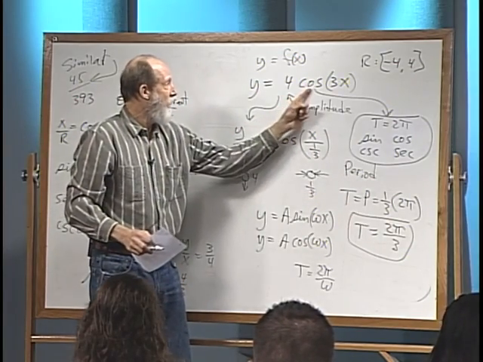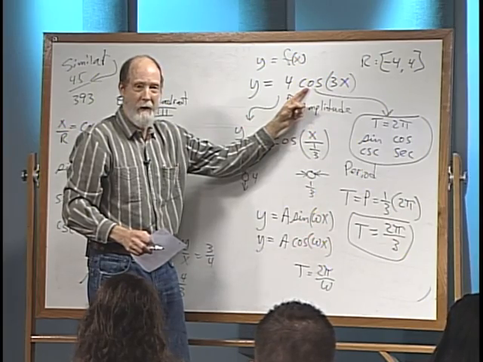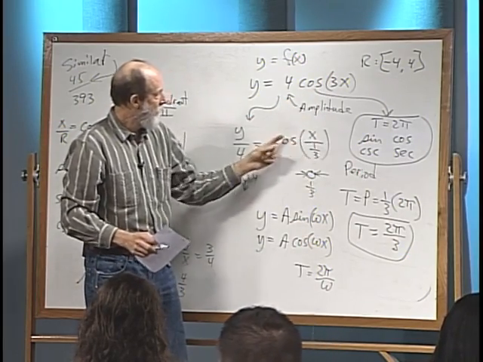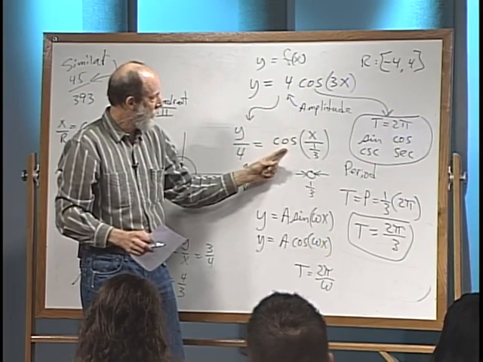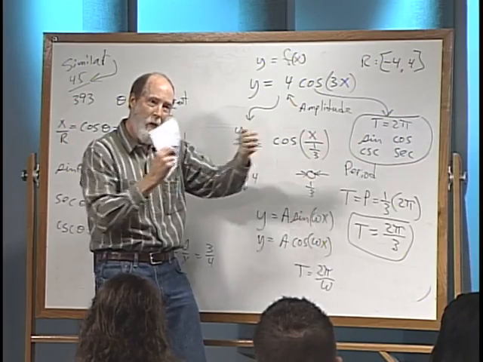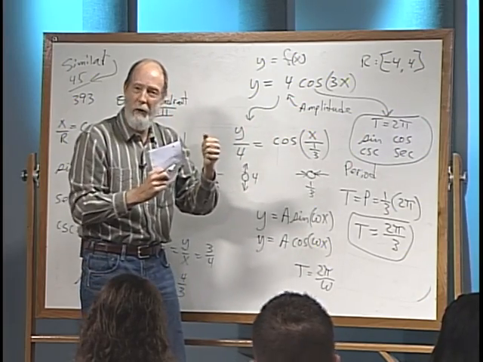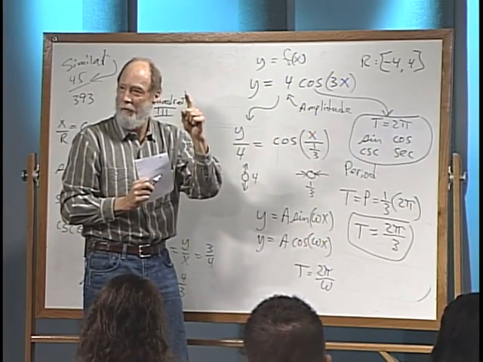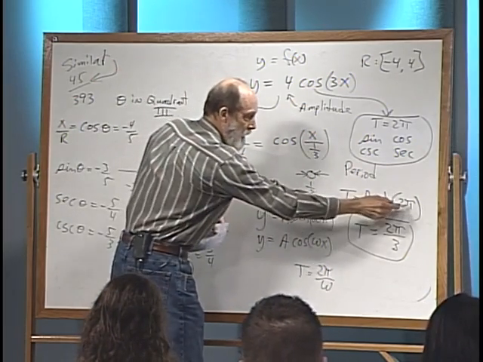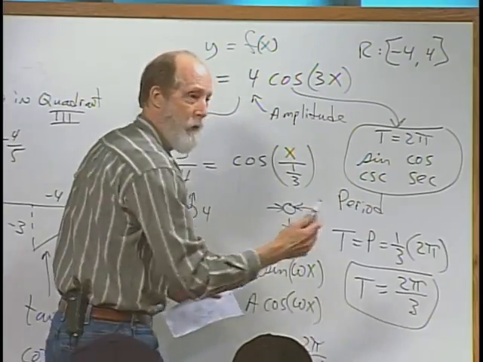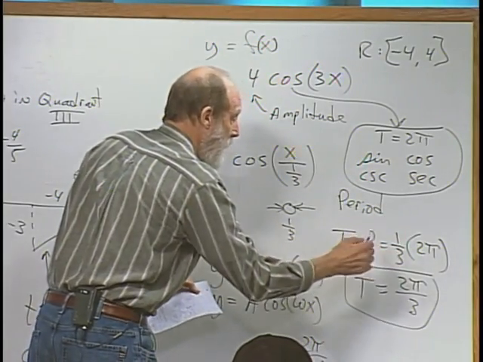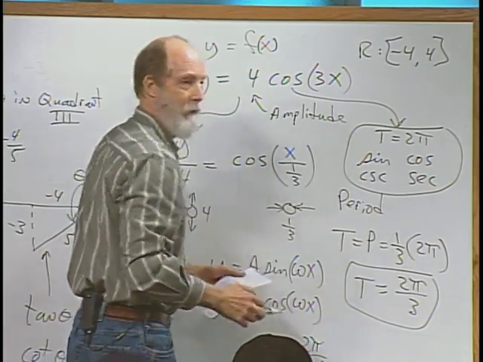But if you've got a tangent model or a cotangent model here, then you do the same. Think of the transforms. If this was the tangent sitting here, then it would be a squeezed tangent graph, 1/3 as wide. But the period of a tangent or cotangent is pi. So you're going to take pi times 1/3, or pi over 3 for the period, if it was a tangent or cotangent function.